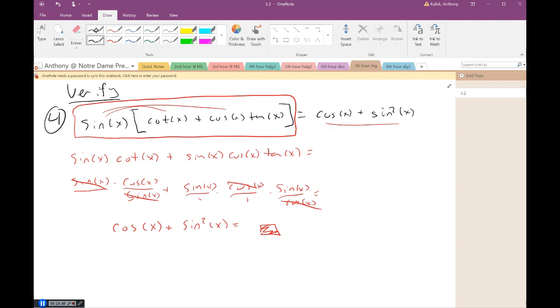Where, which step, which line are you talking about here? So after I distributed the sine, I just wrote everything in terms of sine and cosine. That's fine. And then I cancel out the cosine and sine, and then it's just sine times cosine, right? I think you would have sine plus what? I did it that way.